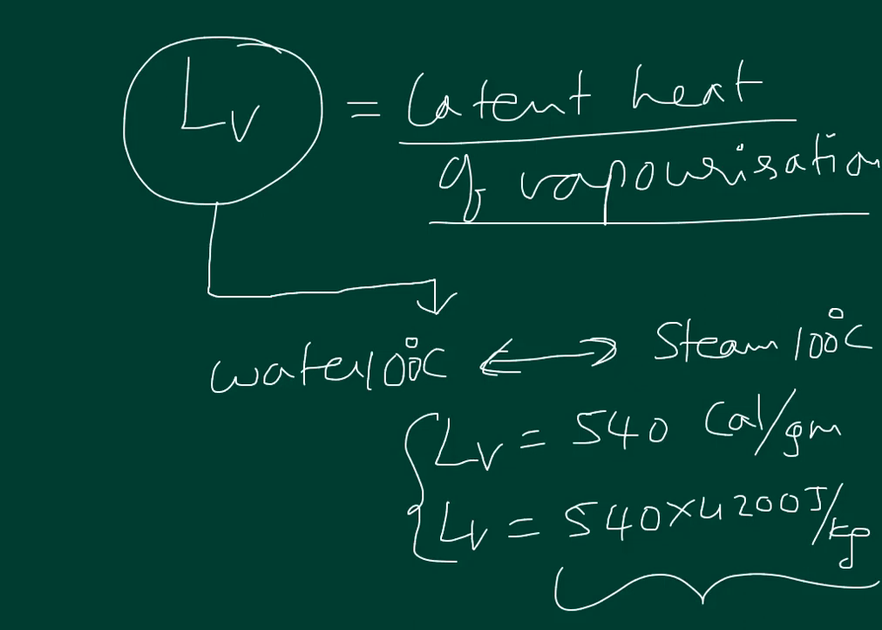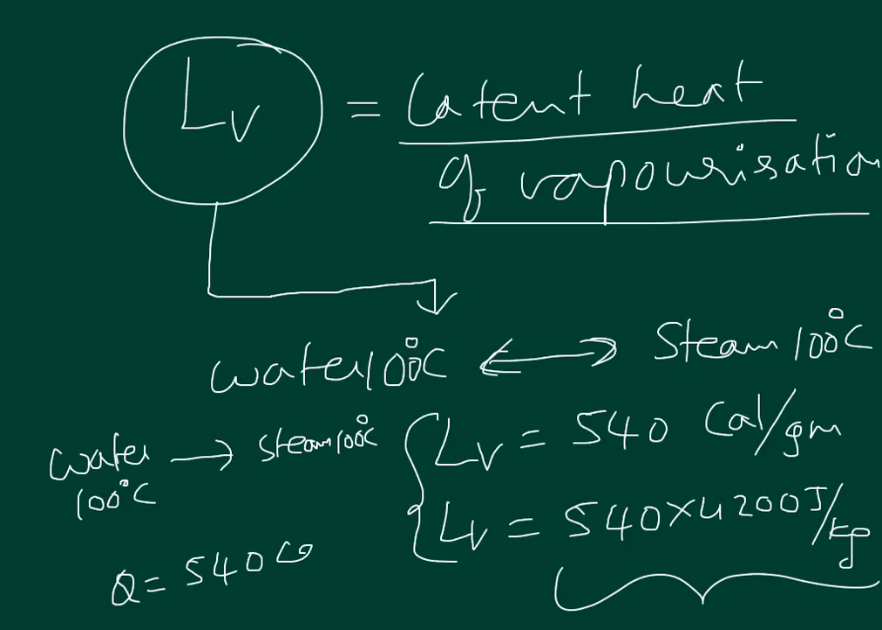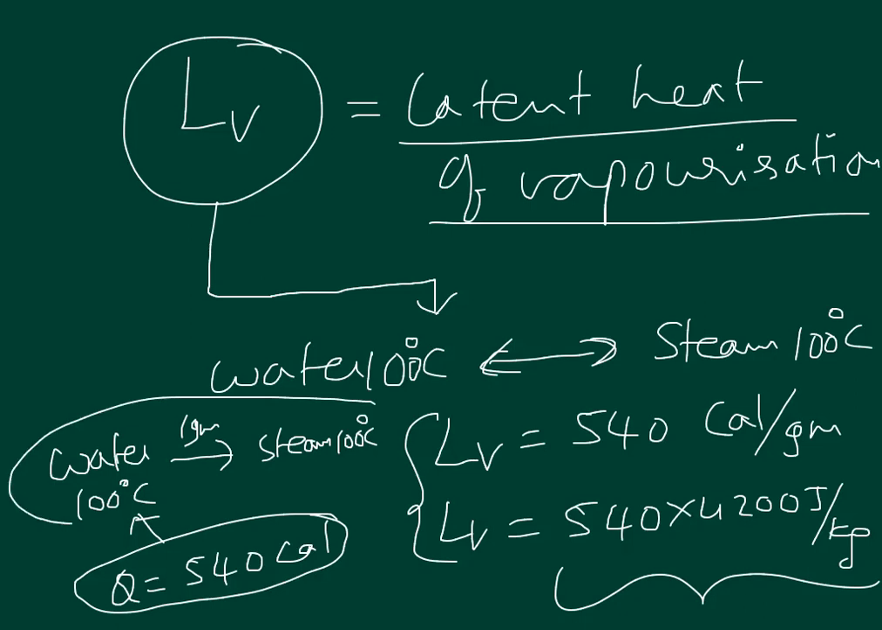That means if you have water at 100 degrees centigrade and you want to change it to steam at 100 degrees centigrade, this will be done by providing heat. How much heat is required to do this process? 540 calories of heat, remember, for 1 gram of water. If you give 540 calories to 1 gram of water at 100, it becomes steam at 100.